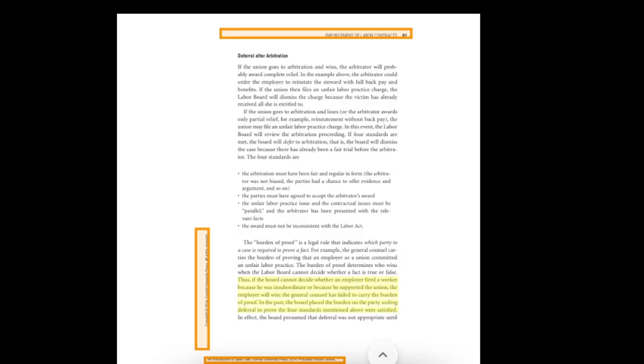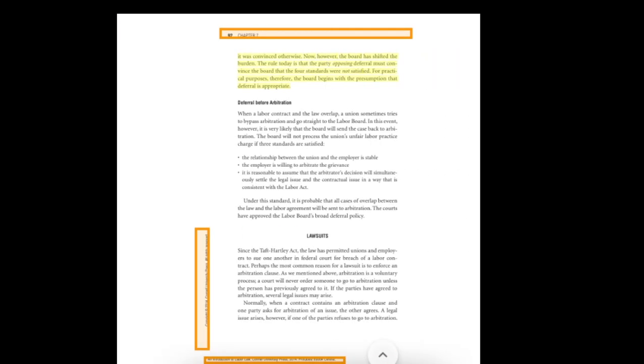In the past, the board placed the burden on the party seeking deferral to prove the 4 standards mentioned above were satisfied. In effect, the board presumed that deferral was not appropriate until it was convinced otherwise. Now, however, the board has shifted the burden. The rule today is that the party opposing deferral must convince the board that the 4 standards were not satisfied. For practical purposes, therefore, the board begins with the presumption that deferral is appropriate.